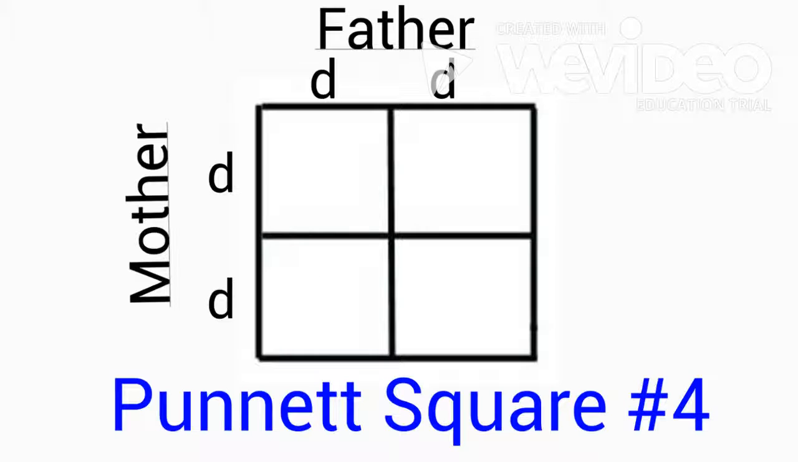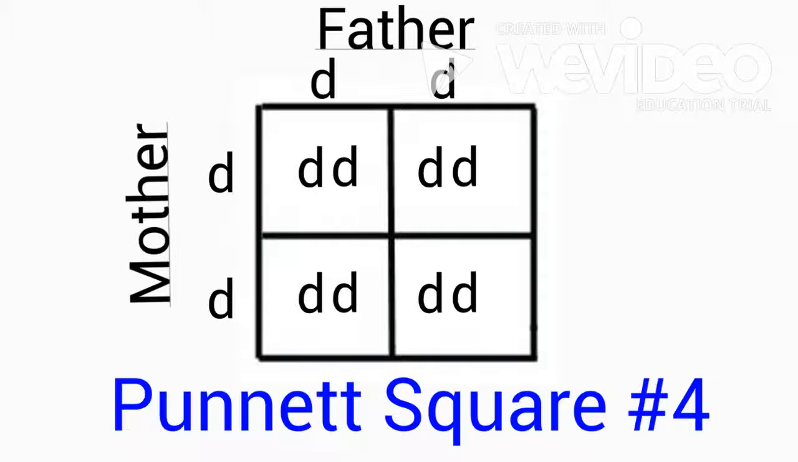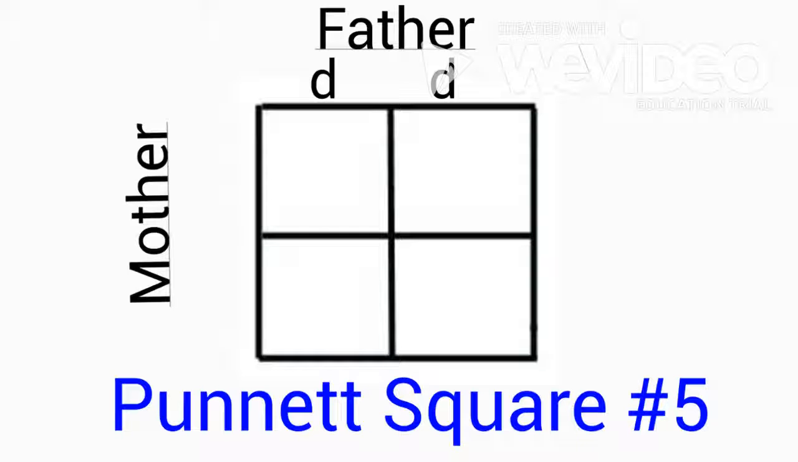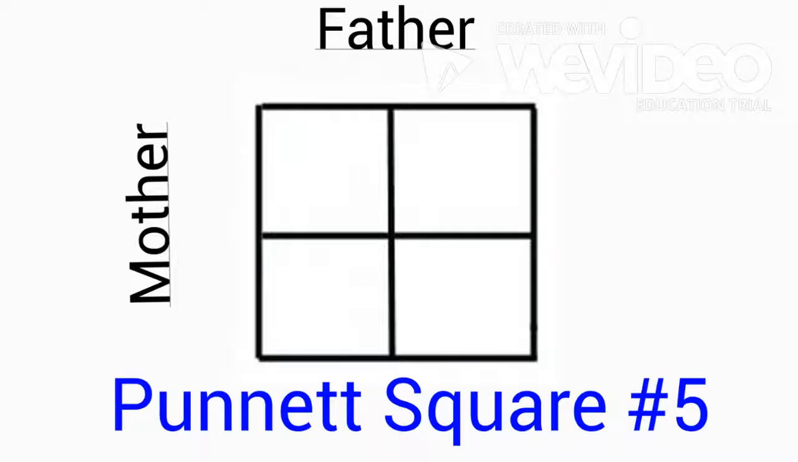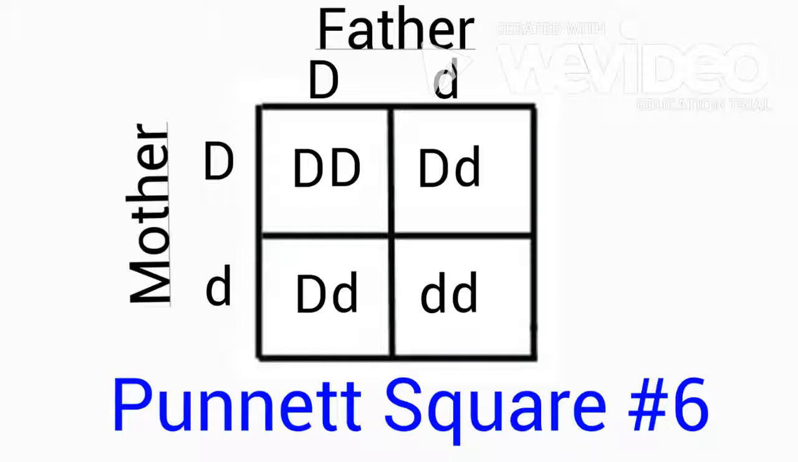If both of my parents were homozygous recessive, then this is what the Punnett square would look like. If one parent was homozygous recessive and the other was heterozygous, then this is what the Punnett square would look like. And finally, if both my parents are heterozygous, then this is what the Punnett square would look like.